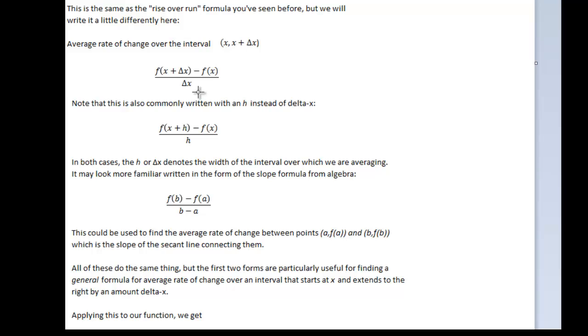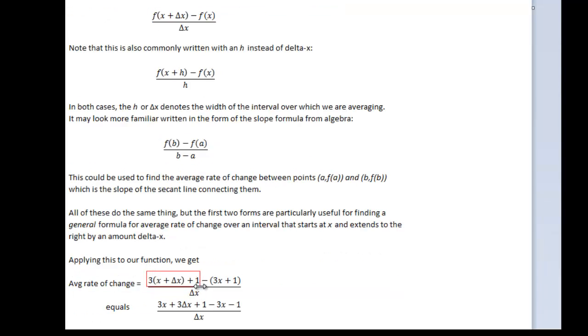So if we imagine wanting to find the slope over an interval x to x plus delta x, then this formula, as we described, gives us the difference in y's on the top, the difference in the function values, divided by the width of the interval, which is the difference in the x values. So all of this part of the formula is the f of x plus delta x.